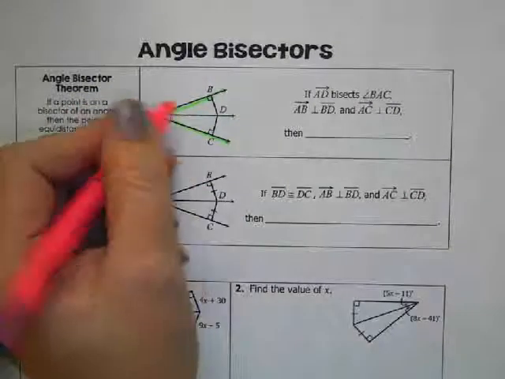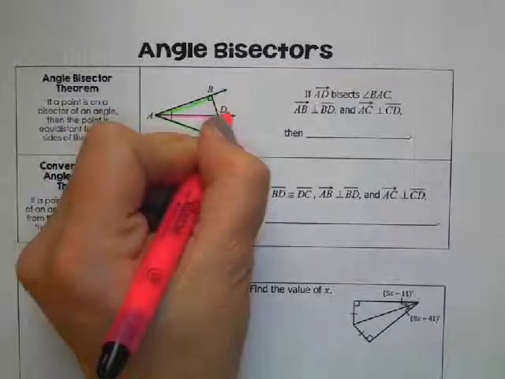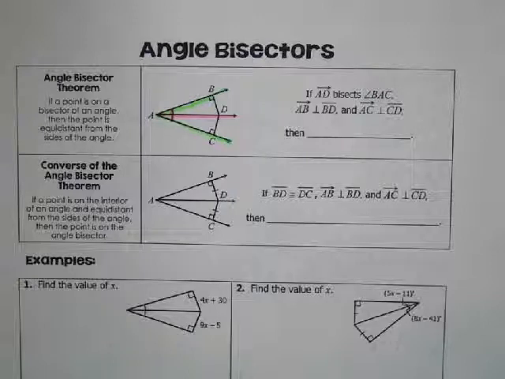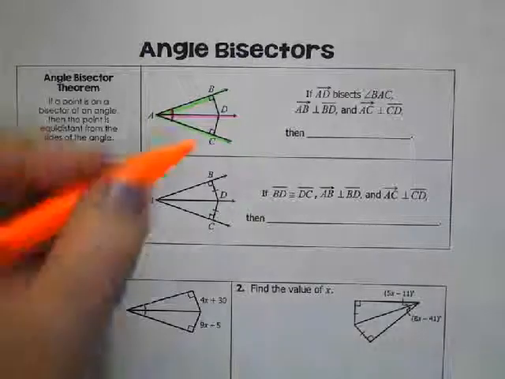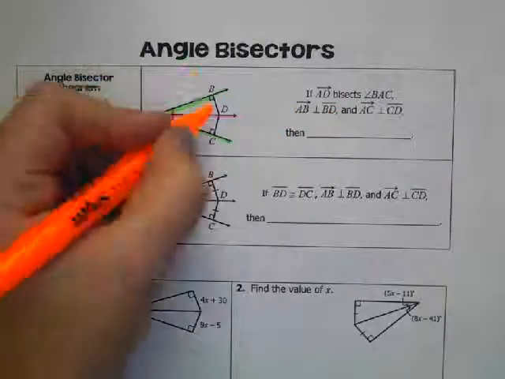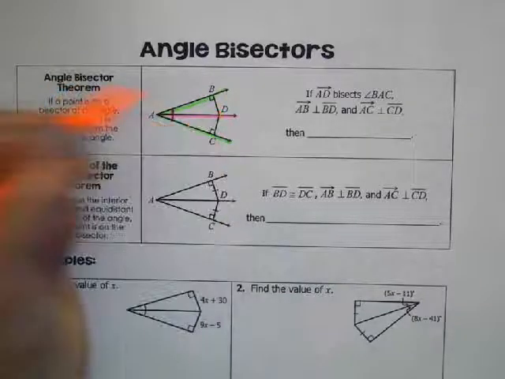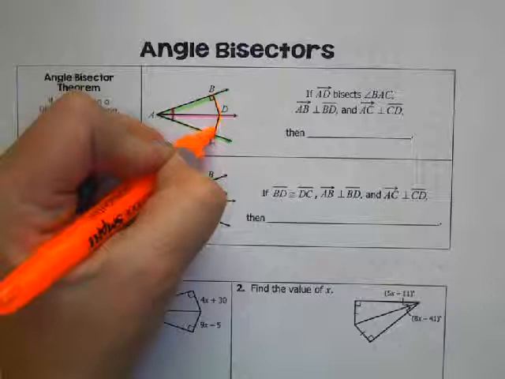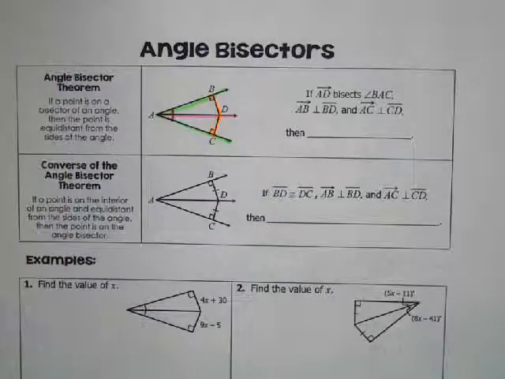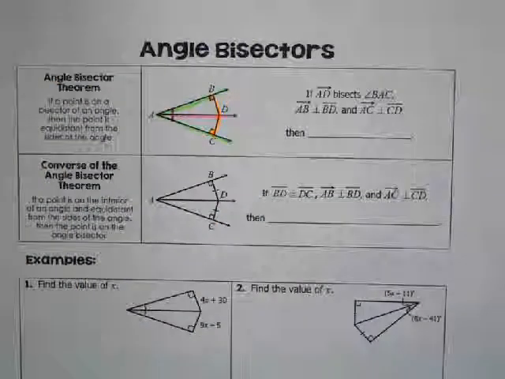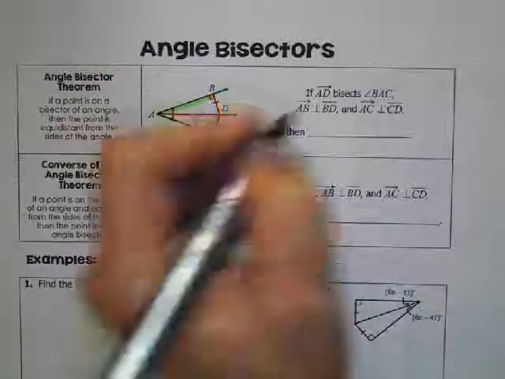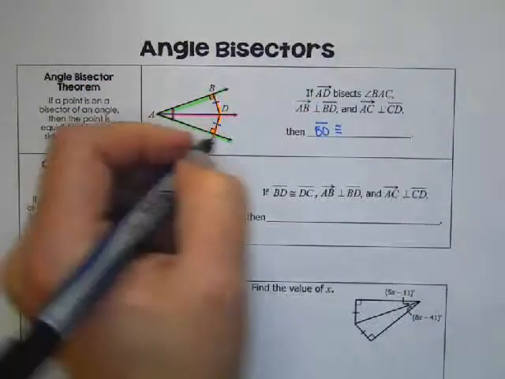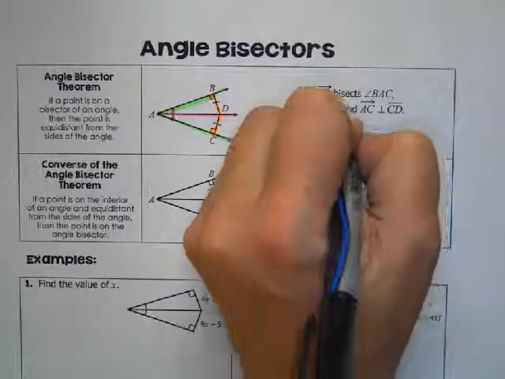angle BAC, excuse me. That means we have two congruent angles. And that also means that if you draw perpendicular segments, so you choose a point on the bisector and draw a perpendicular, that's key, to the sides of the angle, then those two segments are congruent. So BD would be congruent to CD.